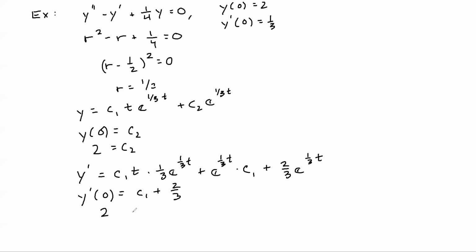Wait, hold on. Checking my notes here. Something does not appear correct. So we've got the 2 there, 2/3. Okay, no, that looks right. And so if we pop that in, we're going to have 2 minus 2/3, so 6/3 minus 2/3, which is 4/3 equals c1.